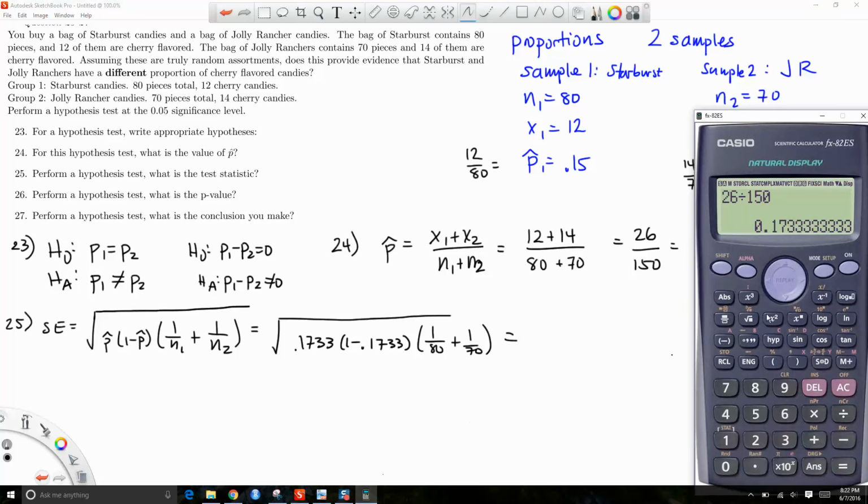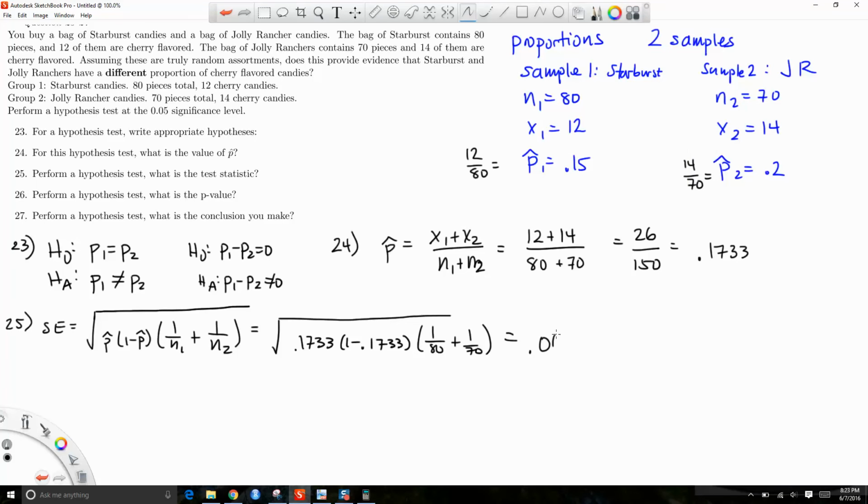So this times 1 minus that, times, parentheses, 1 over 70 plus 1 over 80. Or 1 over 80, yeah. I have them backwards, but addition is commutative. And I get 0.06195. That's our standard error. But that's not our test statistic, right?